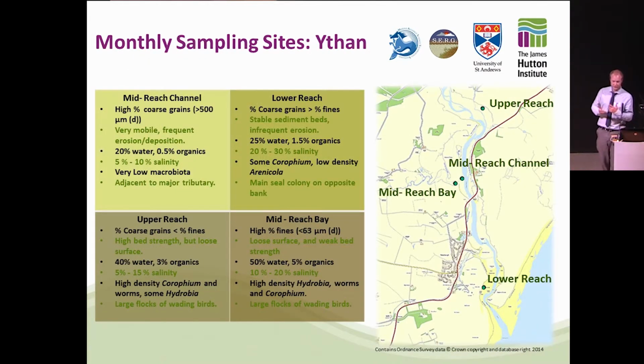So I have 4 monthly sampling sites. The upper reach has a lot lower salinity, and it's kind of a mixed mud. Then I have the mid reaches, where there's one out on a sand spit, so it's a very high percentage of coarse grains, and then one set back in the bay where there's a very high percent of organic content and fine sediment settling out. And then the lower reach, which is again a mixed sand, so sand with some muds.